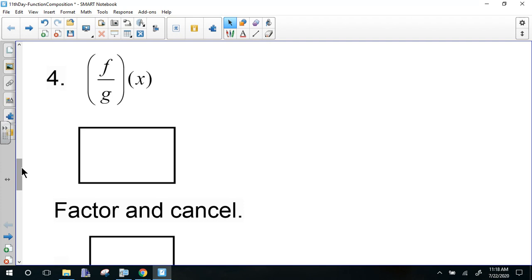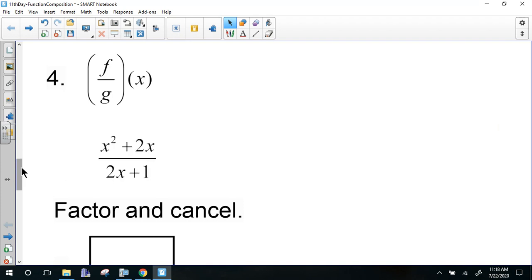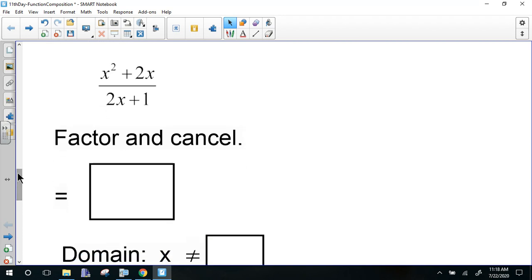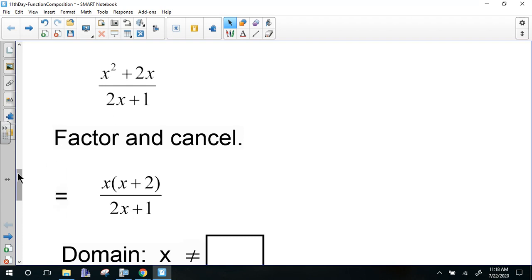Division. Lots of times division, there's not a lot of work you can do with it unless you can factor it and cancel some things out. So if I take my f divided by my g, x squared plus 2x divided by 2x plus 1, I want to look at factoring and canceling. Well, I can factor the top. I can pull out an x. It doesn't really get me anywhere.